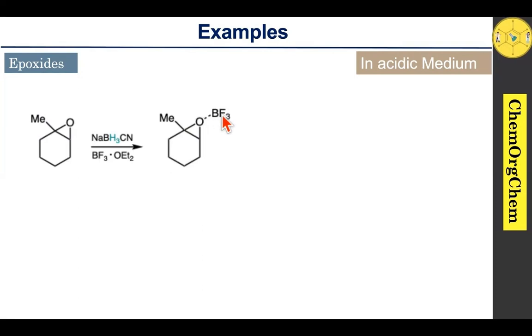Now consider, because of that coordination, you will get a delta positive character on this carbon, which can be stabilized by the methyl as well as the CH2 group. However, when you put the delta positive on this carbon center, it can be stabilized by only the CH2 group. Therefore, this carbocation center is more stable compared to this one. So when you use sodium cyanoborohydride, here you see the hydride ion attacks this center, and you will get this type of product. Another important point is that this hydride attack always takes place from the backside of the epoxy Lewis acid complex, so you will get this type of alcohol product.